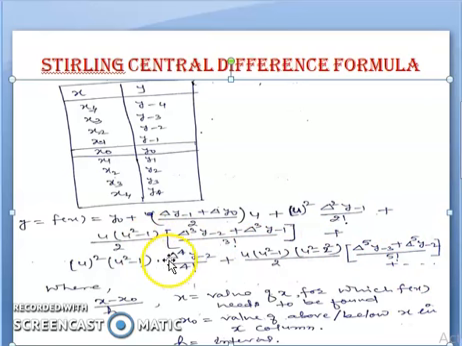What is del? Del is the forward difference operator, where u equal to (x minus x0) divided by h. x is the value for which f(x) needs to be found. x0 is the value in the x column taken as origin. And h is the interval. So this is all about the Stirling central difference formula and its tabulation.